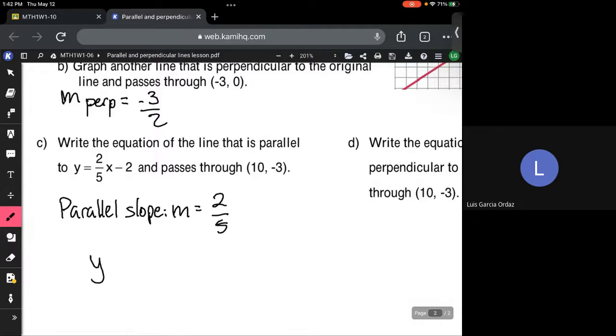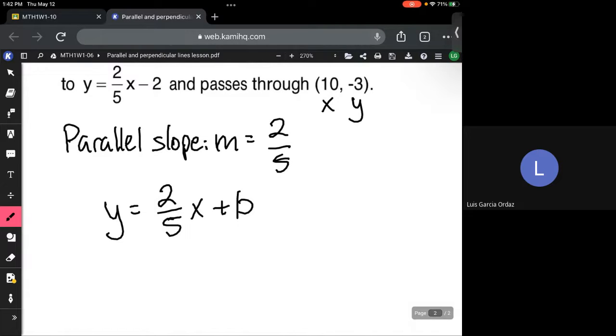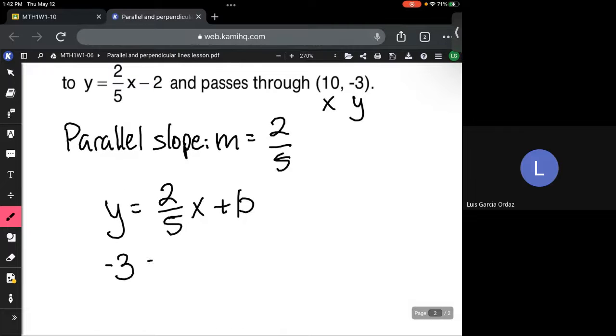So far I have y is equal to 2/5x plus b. So what am I going to do to figure out my b value for this new parallel line? What point is given in my question? Which one's x, which one's y? Okay. So I'm going to sub in -3 for y. So I'm going to get -3 is equal to 2/5 multiplied by 10 plus b.